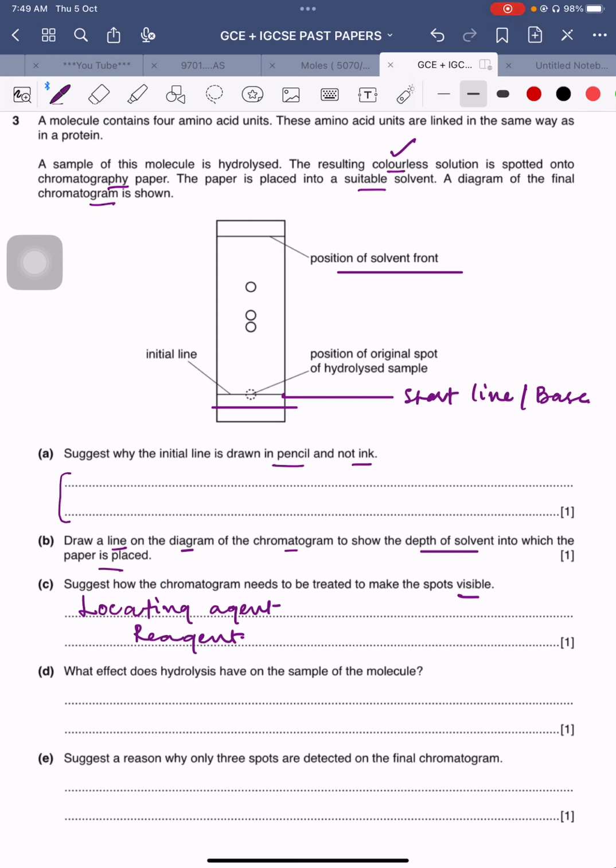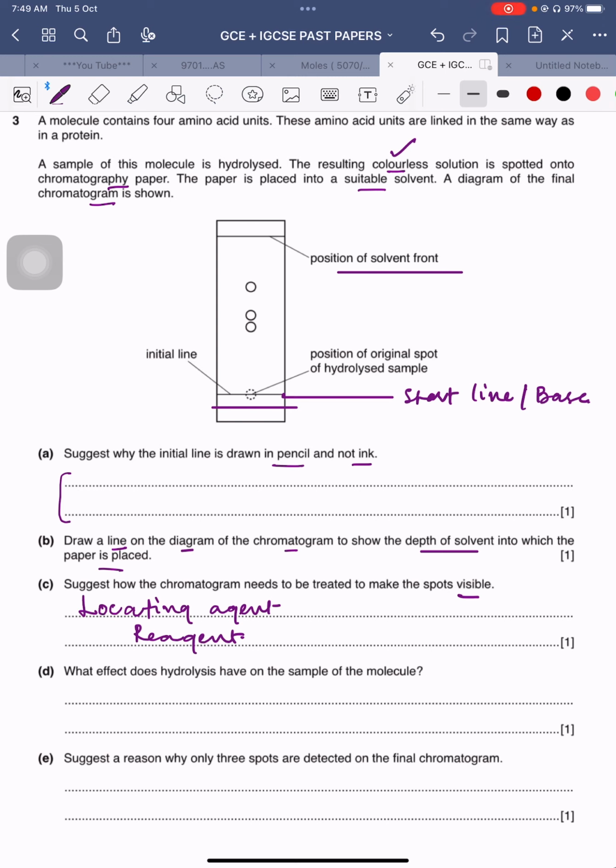So how does the chromatogram need to be treated to make the spots visible? Locating agent only is not the answer. What you will write: locating agent is sprayed, comma, it will change the colorless spots into colored spots. Very clearly, what you have used and what it has done.